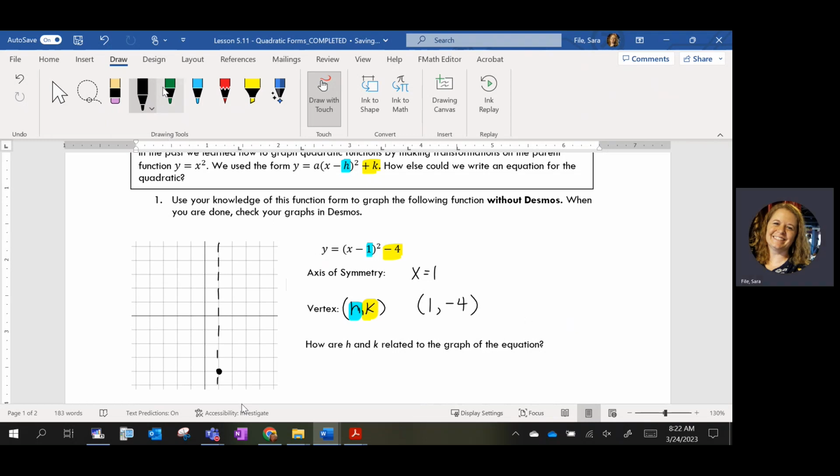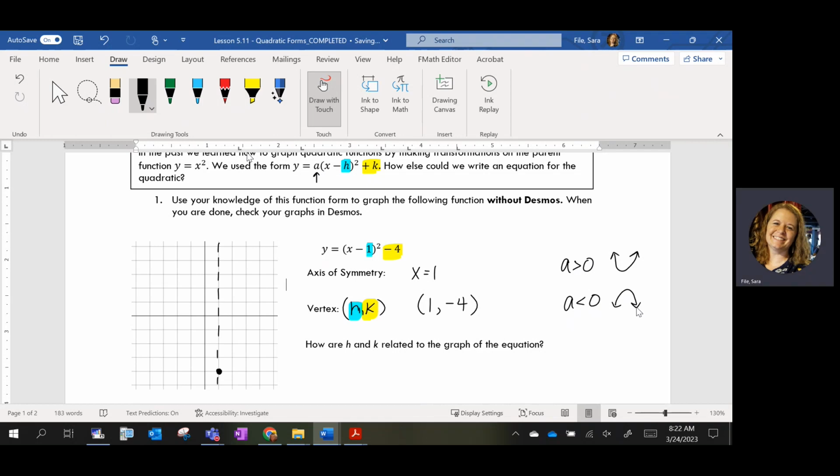What value are you looking at to see if it's going to be opening up or down? What part of the equation tells you that? The a right there, right? Our a is greater than 0, meaning it's positive, so my parabola is going to open up. If my a were less than 0, if there was a negative outside that parenthesis, my parabola would be opening down.